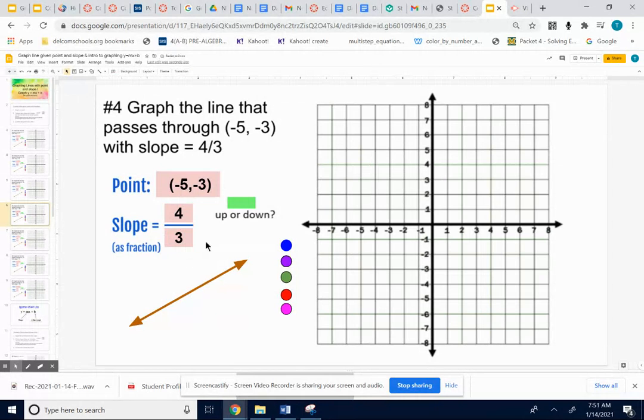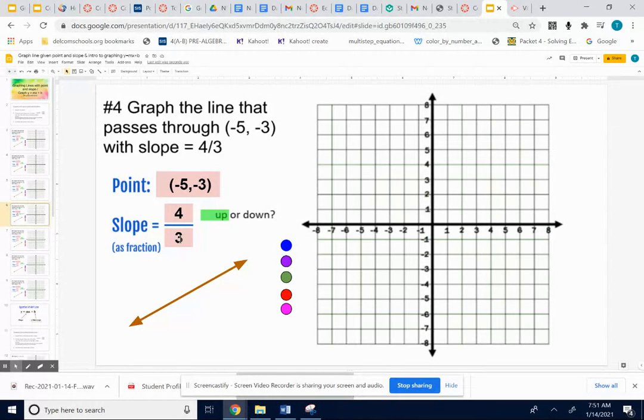Okay, before I start graphing, I want to look at the slope of 4/3. The top number is positive. The top number is the rise. So the rise is up or down, but since the top number is positive, I'm going to go up 4/3. Again, if you do the setups like I'm going to have you do them, the bottom number of the slope will always be a positive.